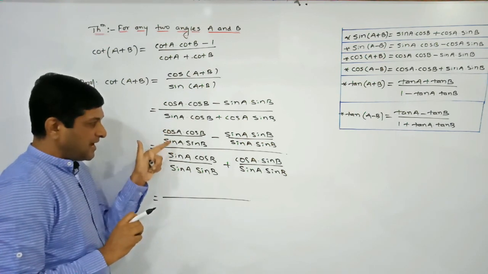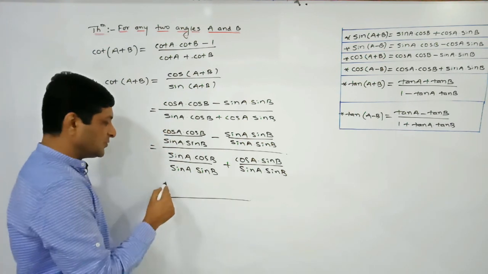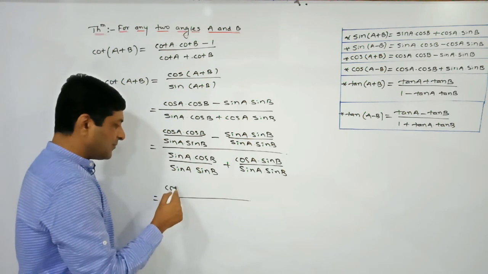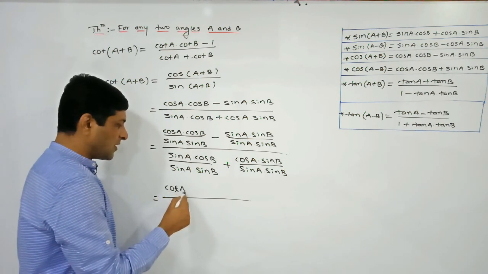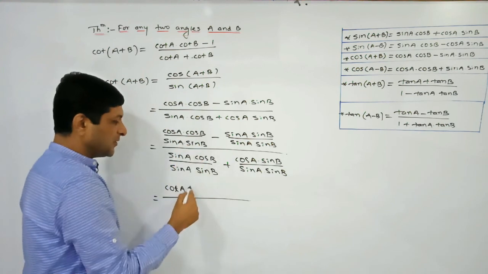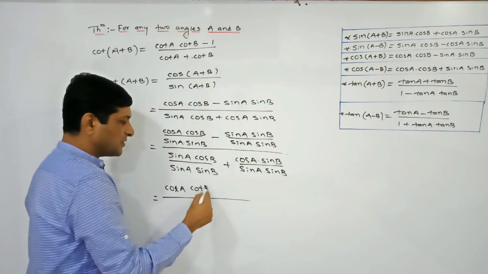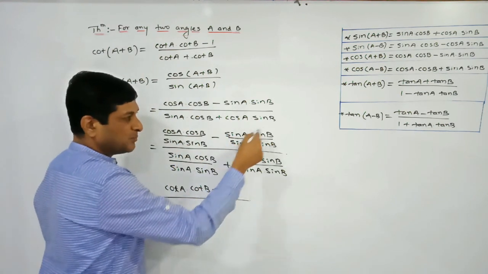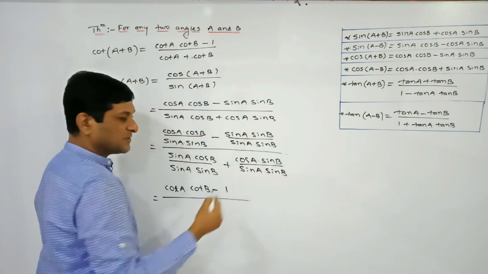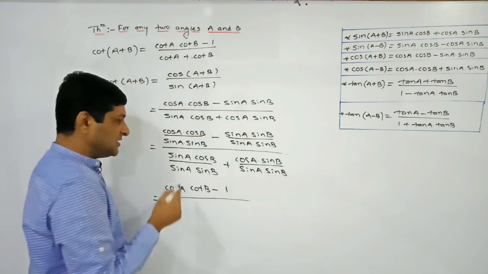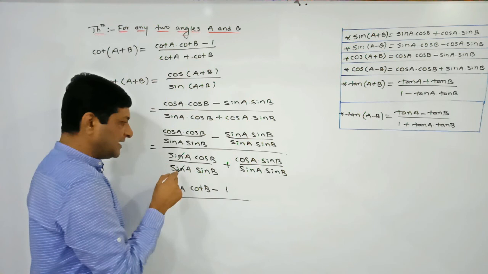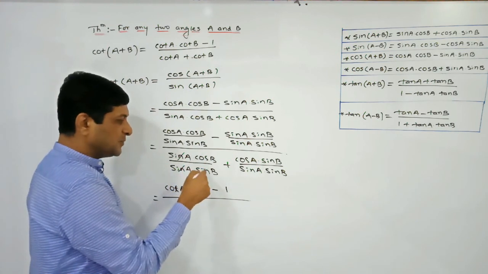So cos A upon sin A. Cos upon sin is what? Cot. So cos A upon sin A will be equal to cot A, and cos B upon sin B will be equal to cot B. Minus, keep it as it is here. Both terms will get cancelled, so the division will be equal to 1. Observe the denominator. After cancelling sin A, what is the remaining term? Cos B upon sin B.